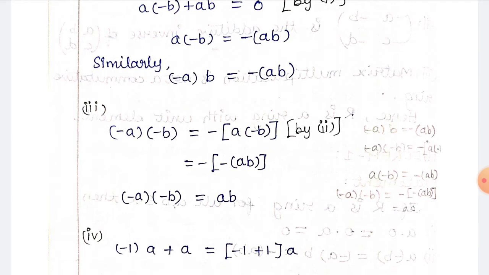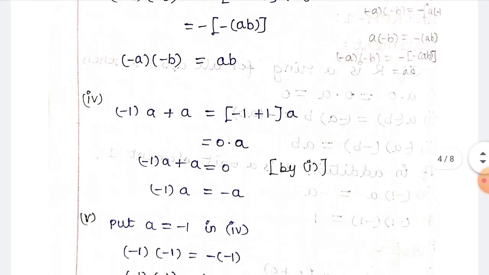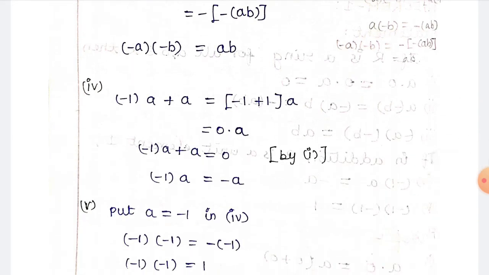A of minus B is equal to minus of AB. So in the next step, minus into minus will be plus, so that will be AB. So the fourth subdivision is equal to minus 1 times of A plus A. I have to take it like this, so both of them, A will be outside. So A will be outside means minus 1 plus 1. Minus 1 plus 1 is 0. 0 into A is equal to 0 by using the first subdivision. So minus 1 of A is equal to minus A.